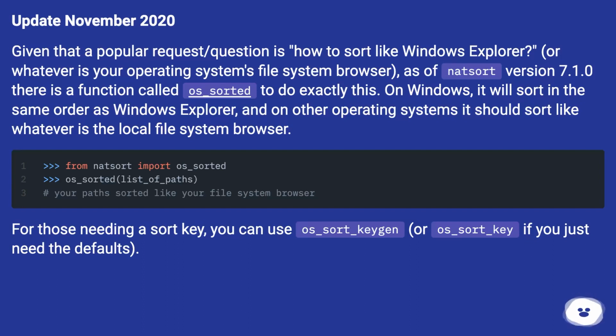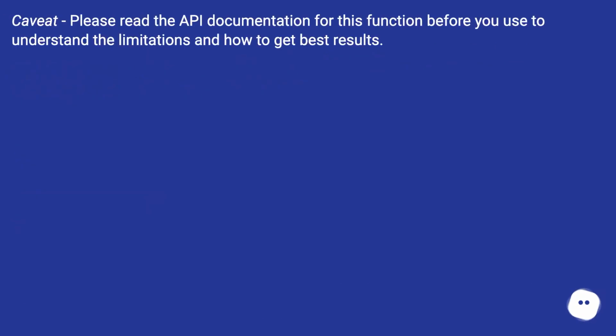For those needing a sort key, you can use os_sort_keygen, or os_sort_key if you just need the defaults. Caveat: please read the API documentation for this function before you use it to understand the limitations and how to get best results.